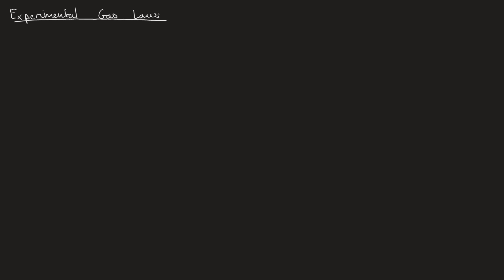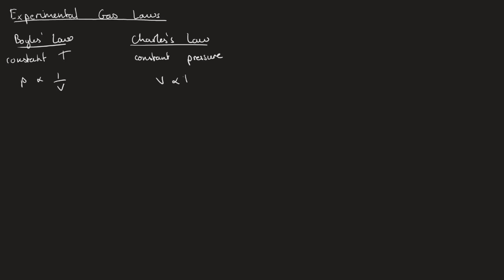Now we can only actually design experiments in order to investigate two of the three experimental gas laws, and the ones we are going to look at are Boyle's law and Charles's law. Boyle's law is where we have a constant temperature, and we say that the pressure is inversely proportional to the volume. Charles's law is where we have a constant pressure and we say that volume is proportional to temperature.